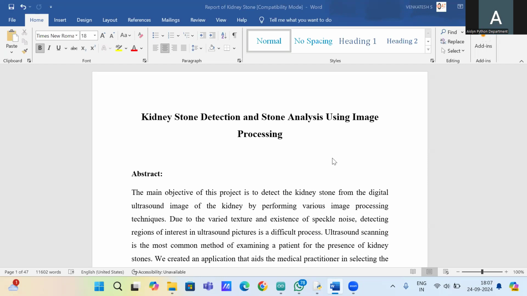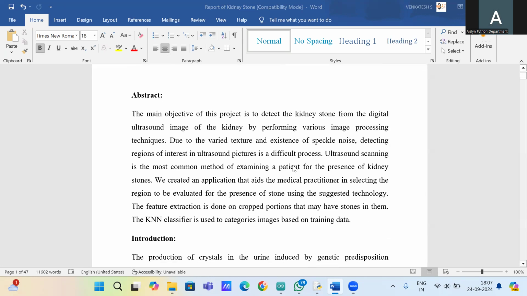Today we're going to see kidney stone detection and stone analysis using image processing. I'll explain the abstract now.